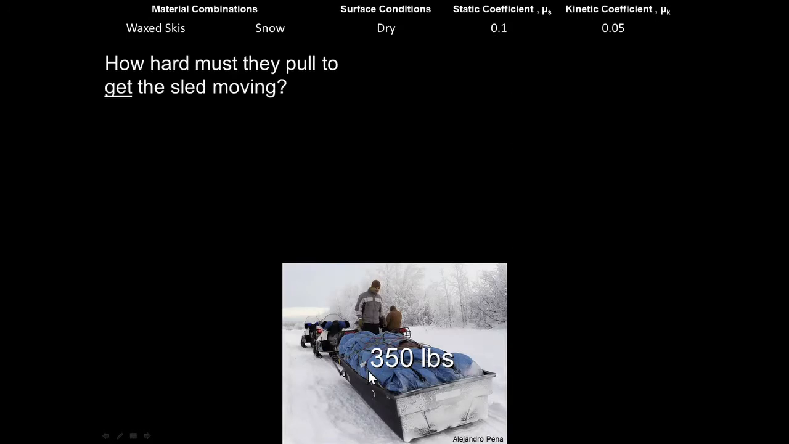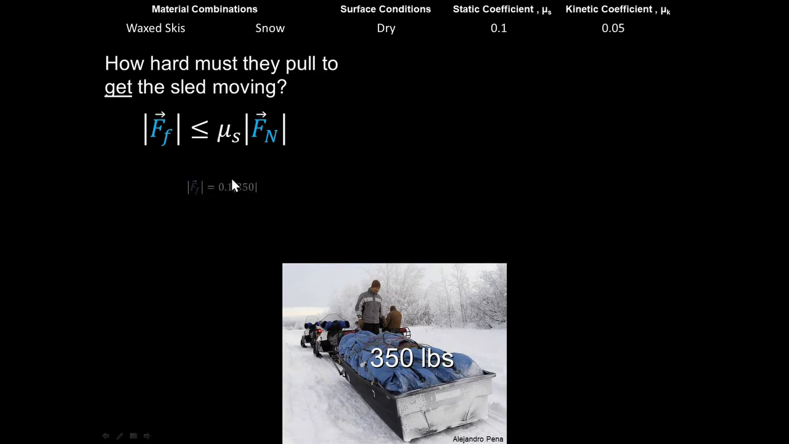So let's say that you have your snowmobiles and you have this big sled, and this big sled is on skis and the skis are waxed. So you could look at the material for waxed skis on snow, and the snow is pretty dry versus wet. This is the coefficient of static friction, and this is the coefficient of kinetic friction. So if gravity's pulling down on the sled really hard, the snow would be pushing back up with 350 pounds. So how hard do we have to pull to get the sled moving?